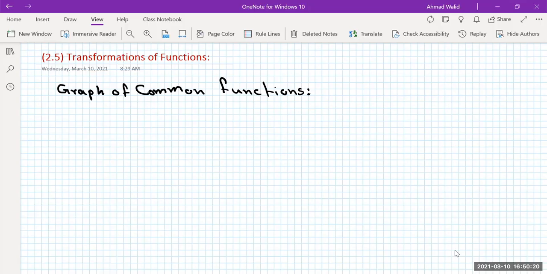Graph of common functions. Here I will introduce to you at least 6 important common functions, the graphs of which you will see a lot in your book or in many books, correct? Number 1, you have to memorize these shapes. At least you have to know by heart what they mean.